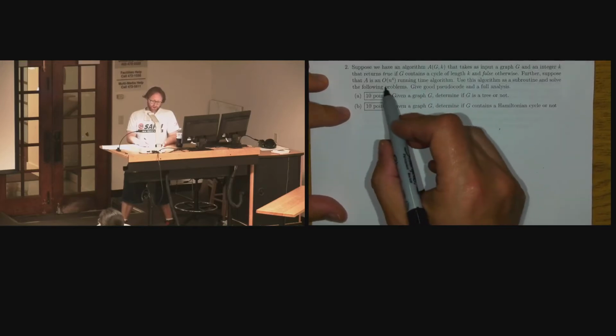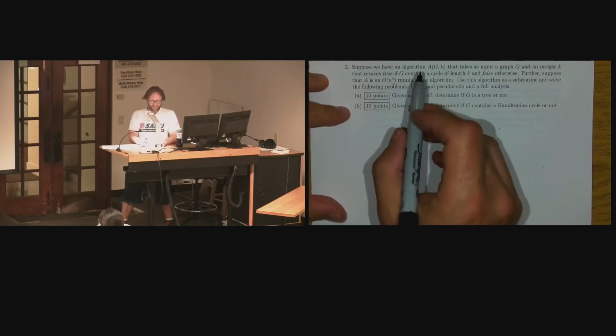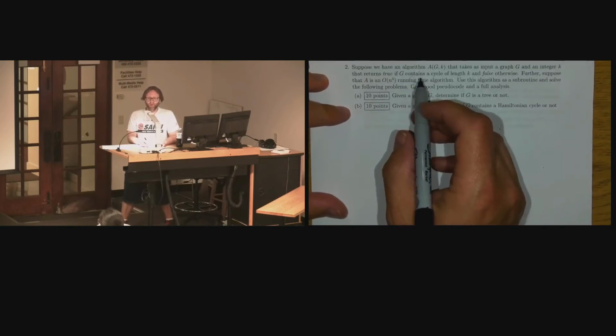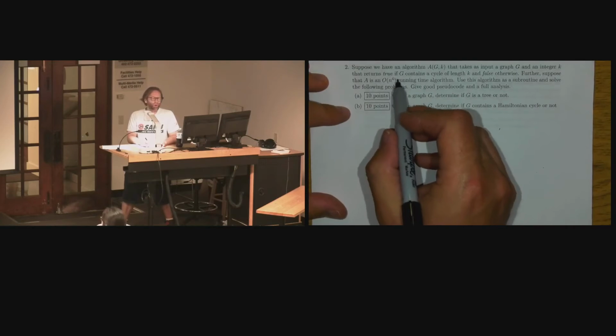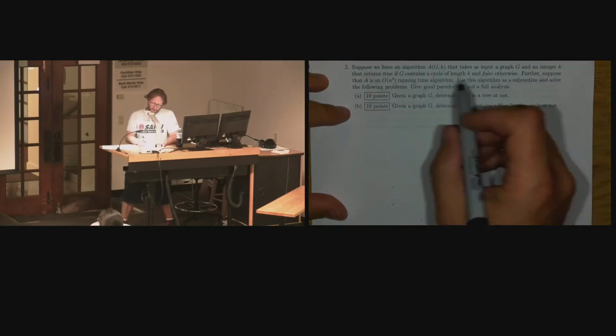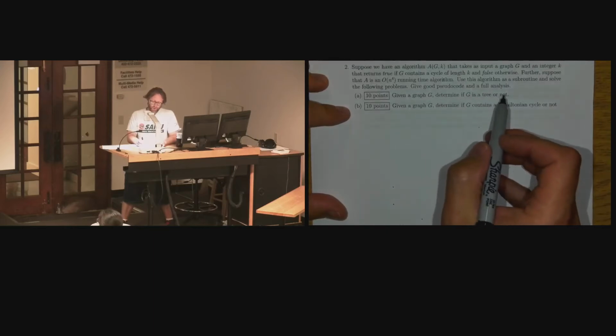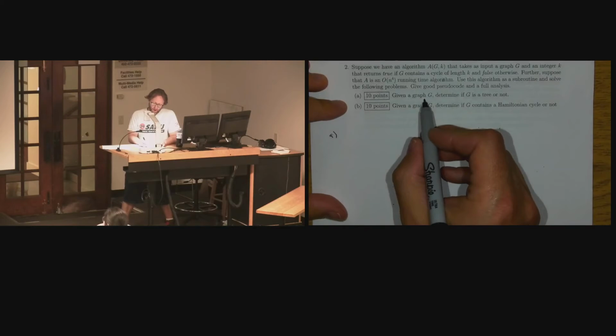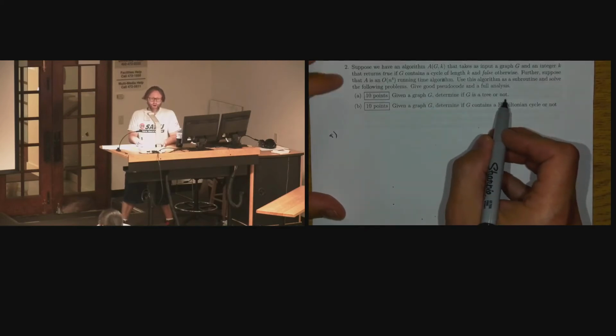That is definitely not correct, because this is another NP-complete problem and there's no known polynomial time algorithm, but we're just saying suppose that it runs in this time. Use this algorithm as a subroutine to solve the following problems. Give good pseudocode and full analysis. A, given a graph G, determine if it's a tree or not.